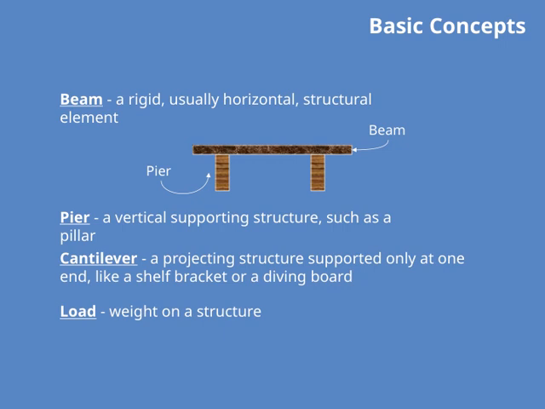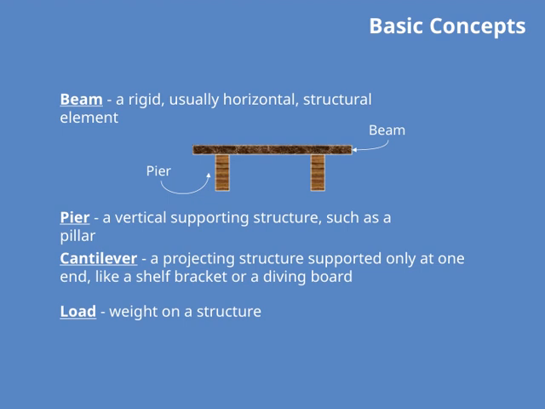First, a beam. This is a rigid, usually horizontal element that carries loads across a space. Think of a simple wooden plank supporting a shelf. Beams are fundamental because they help distribute forces efficiently. Next, we have the pier. That's a vertical supporting structure, like a sturdy pillar, that holds up parts of a building or bridge. Piers transfer the load from above down into the foundation, providing stability.